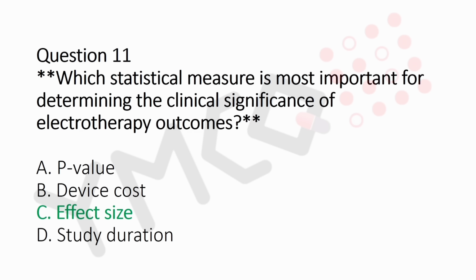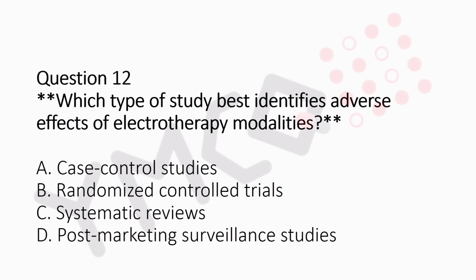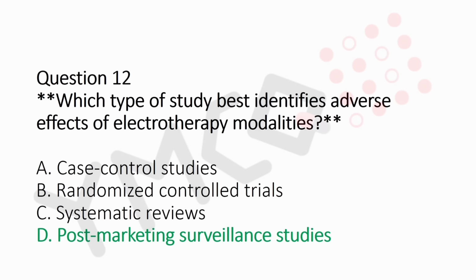Now let's move to question number 12. Which type of study best identifies adverse effects of electrotherapy modality? Option A, case control studies. Option B, randomized control trials. Option C, systematic review. Option D, post-marketing surveillance study. And the answer is option D, post-marketing surveillance study.